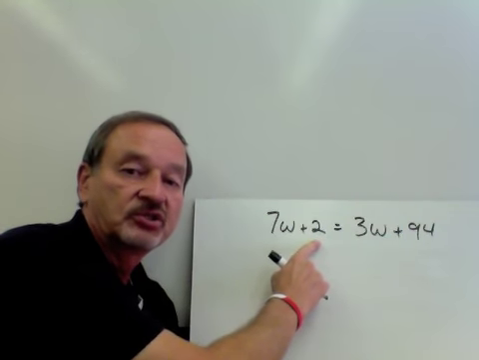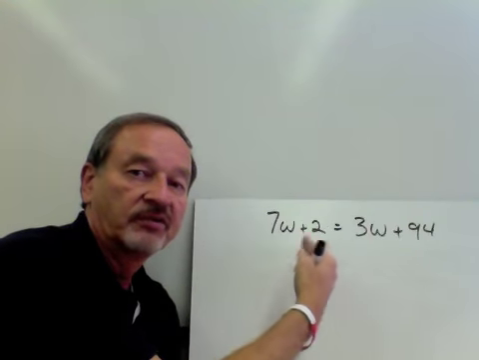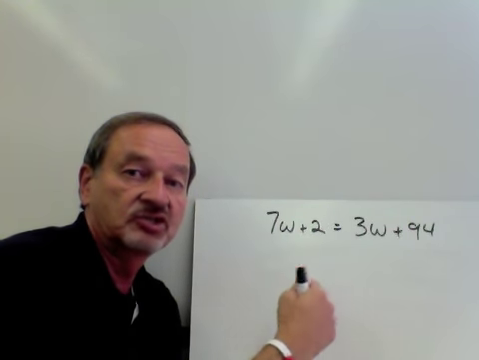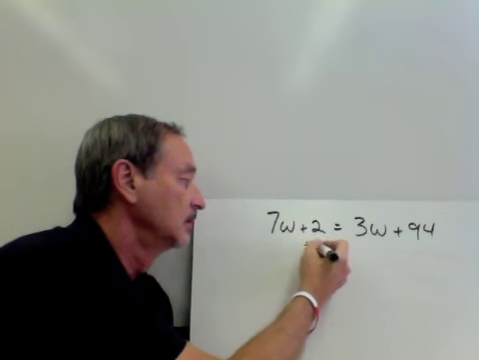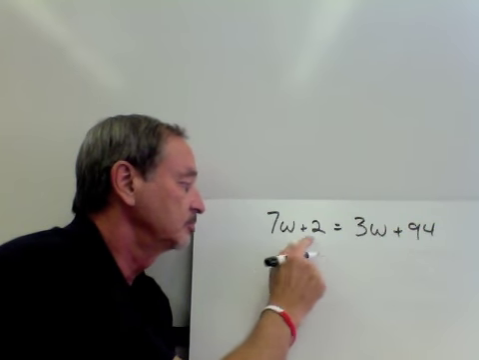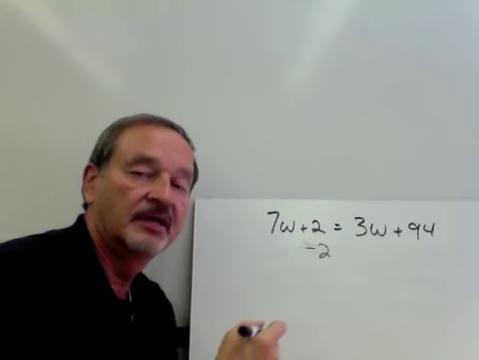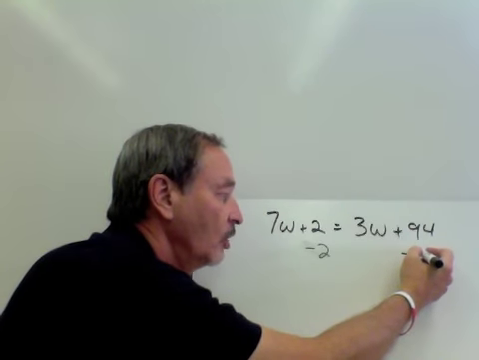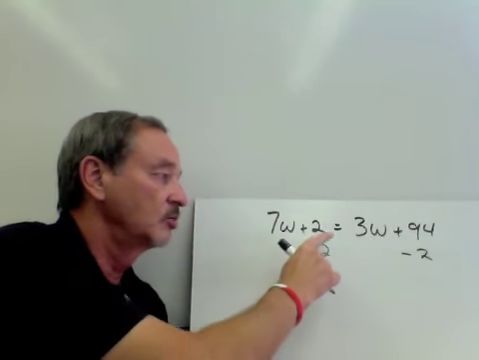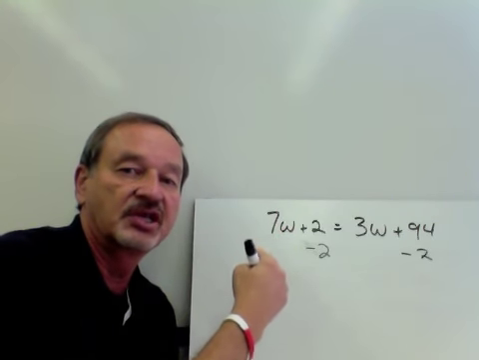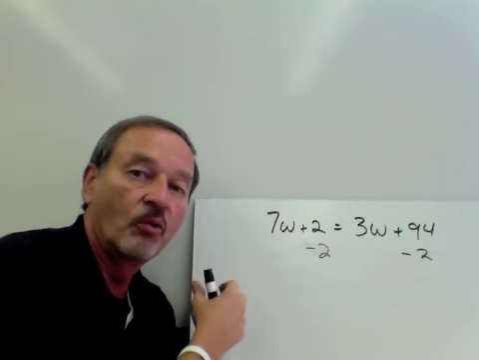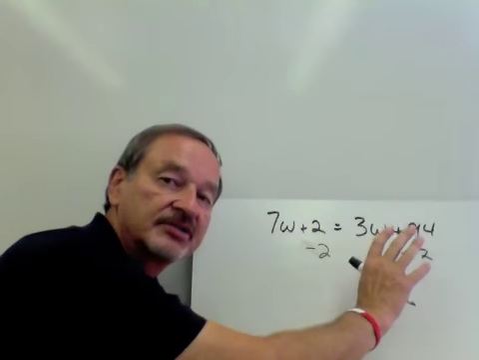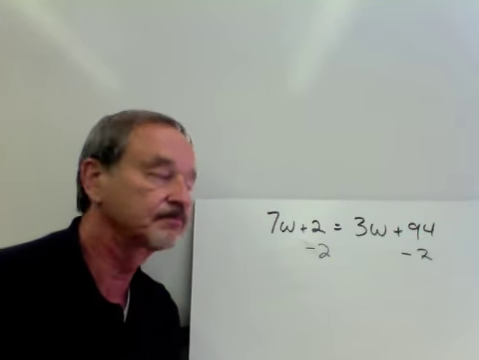So if I've got a plus 2 and I need to get rid of it from one side of an equation, I can just subtract 2. Whoops, not add, subtract. And if I subtract 2 from one side, then I know I've got to subtract 2 from the other. Because remember, this equal sign means the same as. So if I'm taking 2 away from one side of the equation, I've got to take 2 away from the other side of the equation.